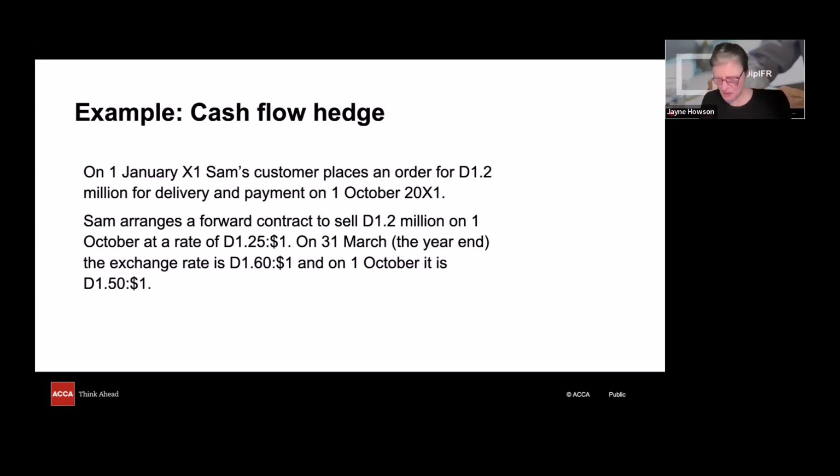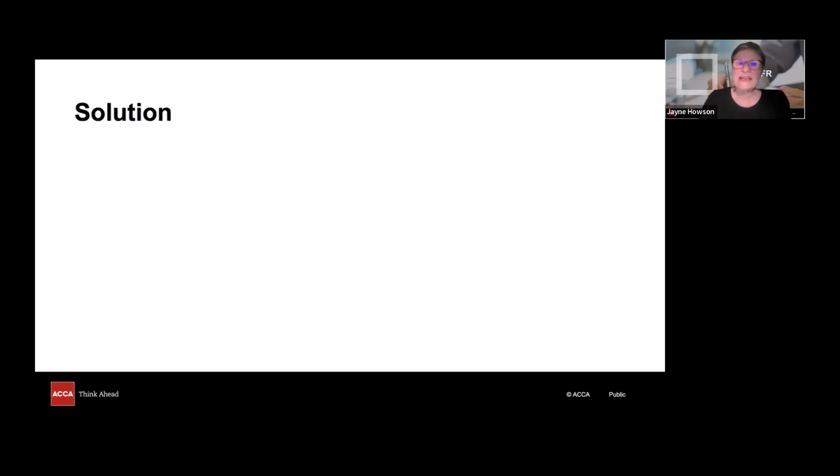And you would have noticed as you read through that the exchange rate has gone to 160, so that the dollar has really appreciated there, and then it's gone back down slightly to 150. So let's again work through the transactions and let's see what we do on each day.